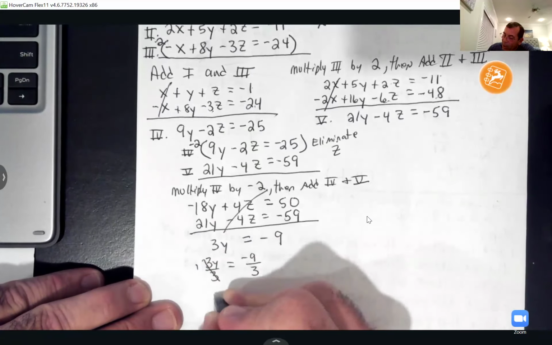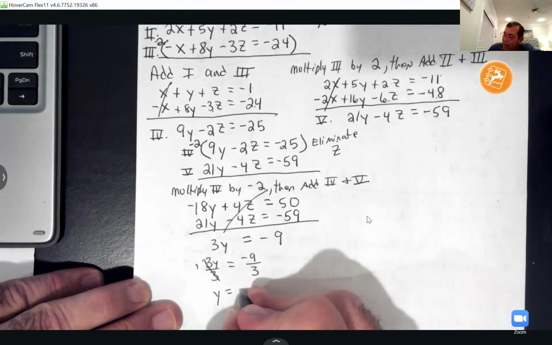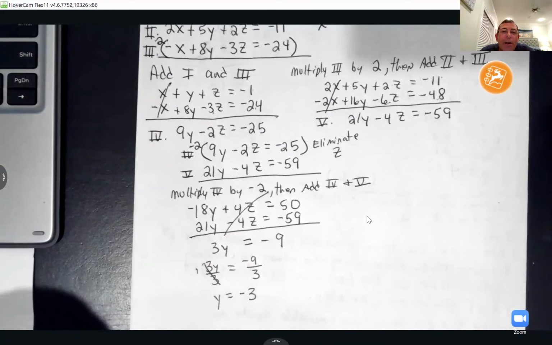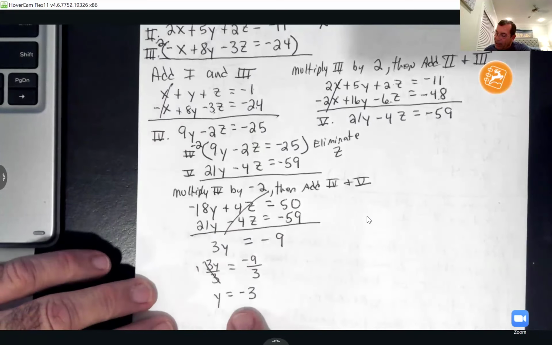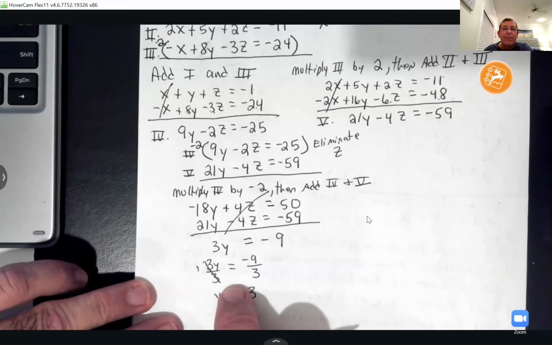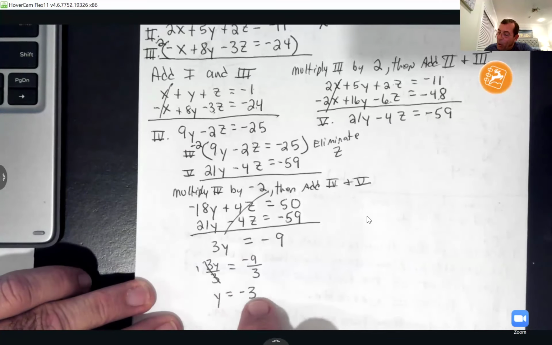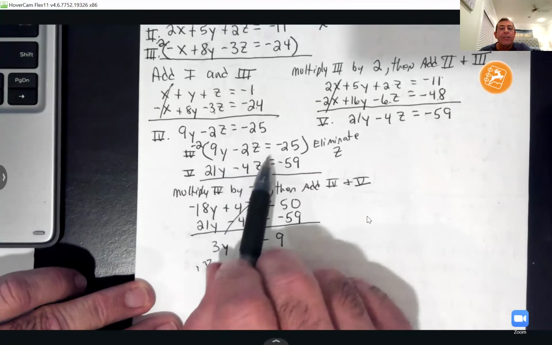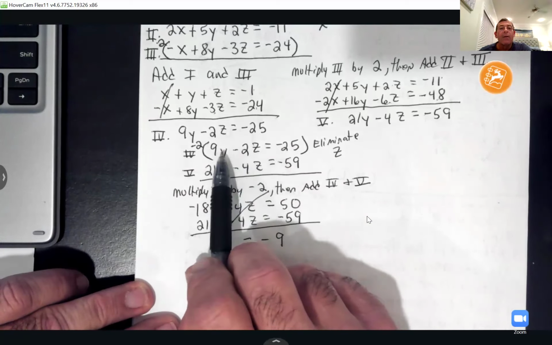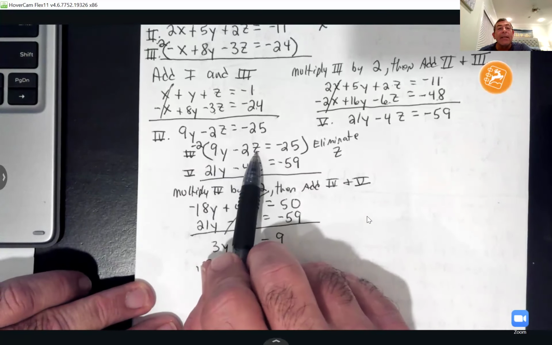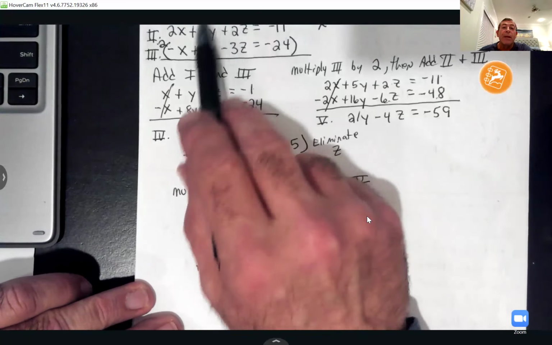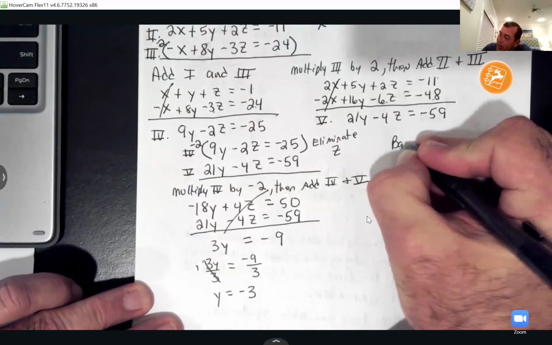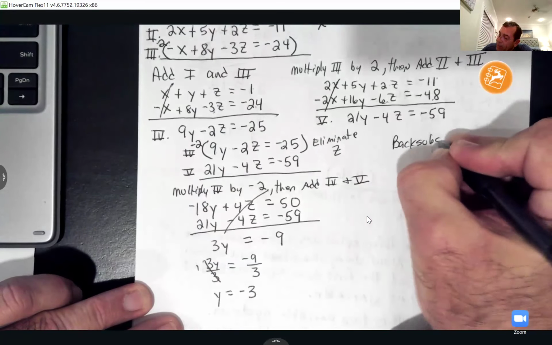You know, there's my y. And that's what, a -3. So we know one variable. We know what the y is. So here's where all the back substituting comes in. Since I know the y, I can put the y into either one of these equations and solve for the z. Once I know the y and the z, I'm going to go back up to one of these big equations, okay? So this is just a lot of back substituting.